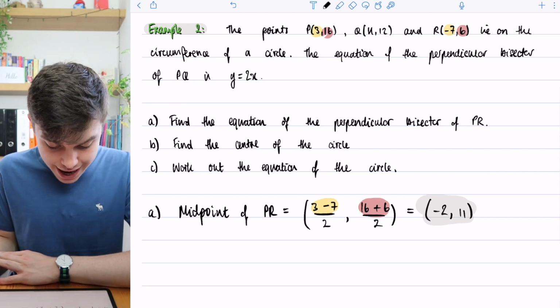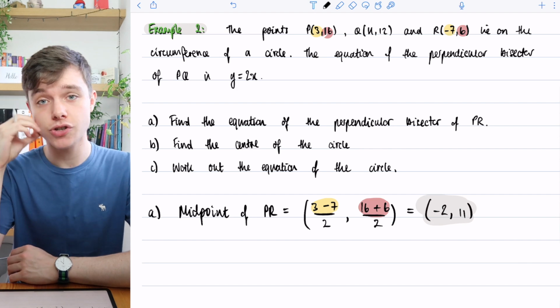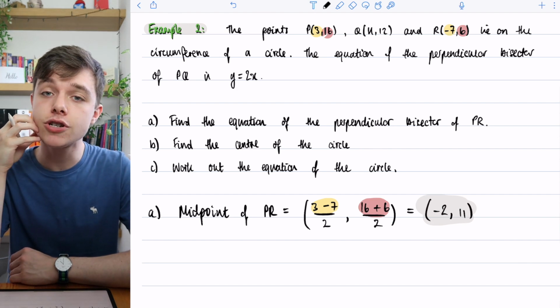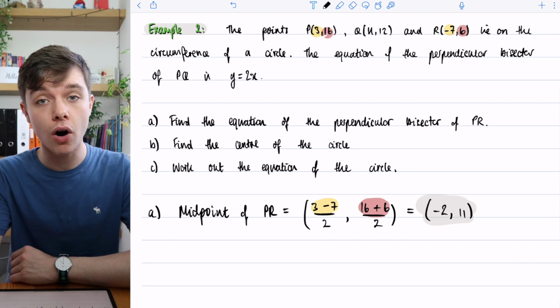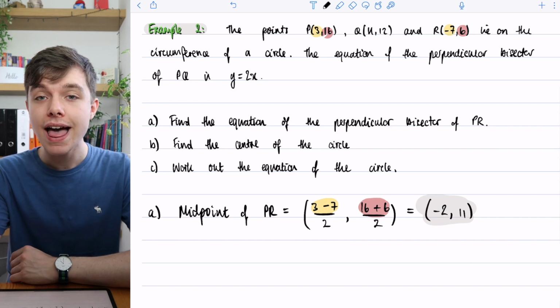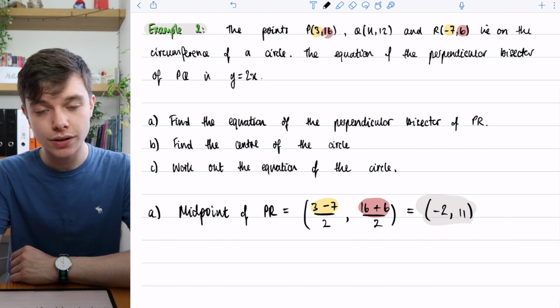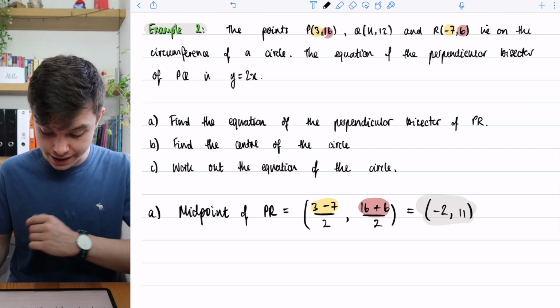Right, I then need to work out the gradient of the bisector. Now to do that, we'll work out the gradient of PR. Okay, then we'll take the negative reciprocal to give me the gradient of the bisector.